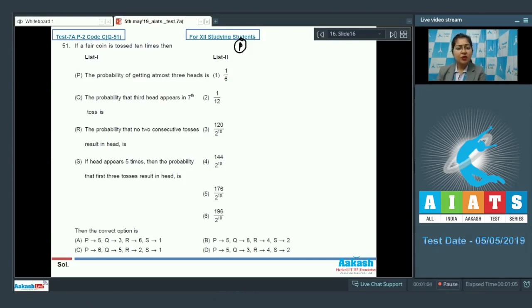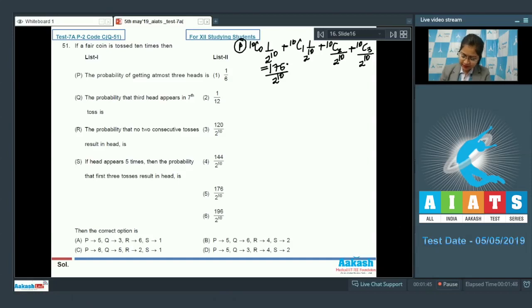Now the probability of getting 0 heads is 10C0 into (1/2)^10, plus 10C1 into (1/2)^9 into 1/2, that is again 2 raised to the power 10, plus 10C2 divided by 2^10, plus 10C3 divided by 2^10. So solving this, we will get it equal to 176 divided by 2^10. So P matches with option number 5.